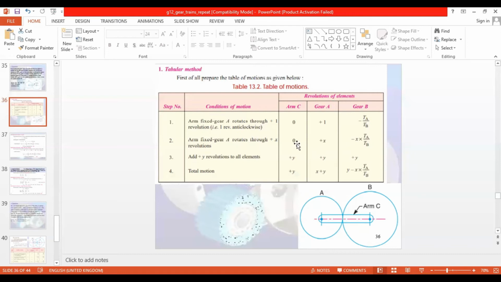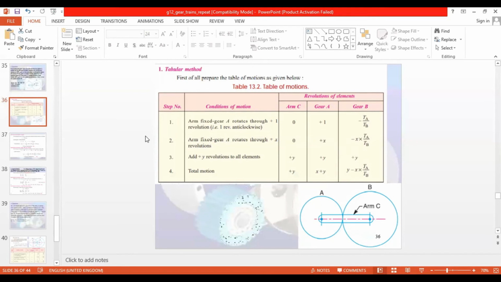For the arm, if I multiply by X also, 0 multiplied by X is 0. Add positive Y revolutions to all elements. This positive Y is the movement of the arm. So if the arm makes positive Y, I will add positive Y to all three elements, arm C, gear A, and gear B. So the total motion is, plus Y for the arm; for gear A, making X motion with the arm making Y motion, X plus Y. For gear B, the arm is making plus Y motion and gear B is making minus X into TA by TB motion, so the total motion will be Y minus X into TA by TB, right?